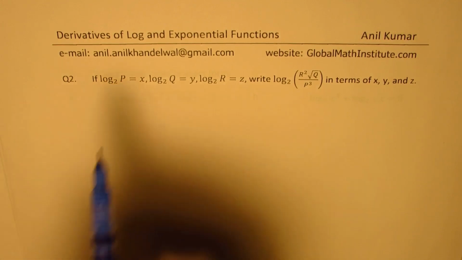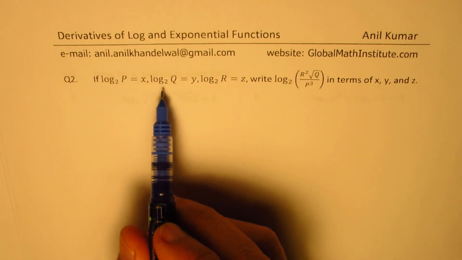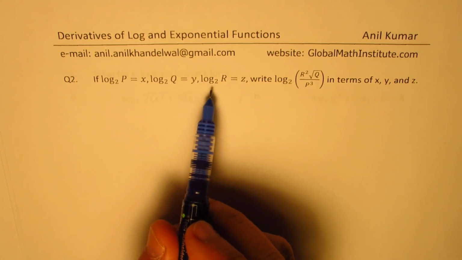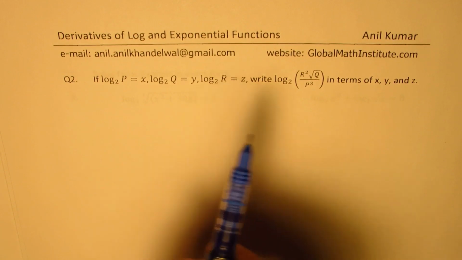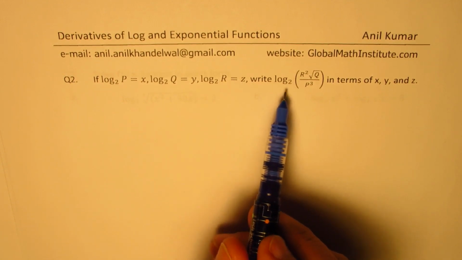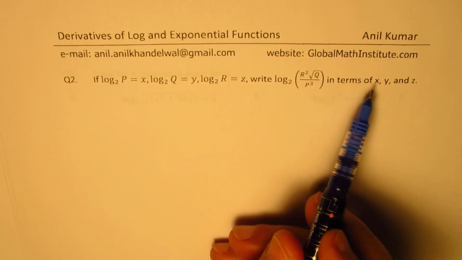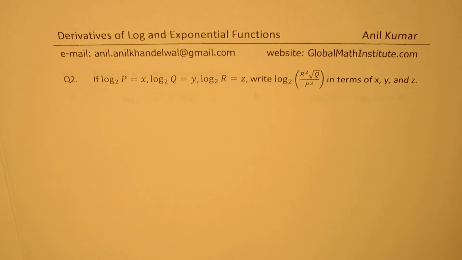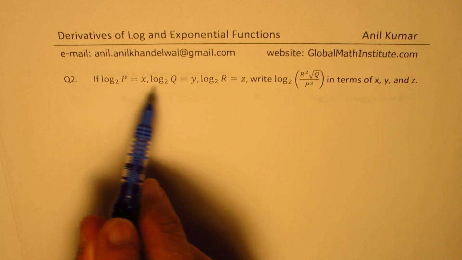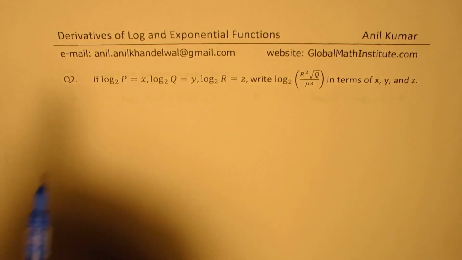Log to the base 2 of p is x, log to the base 2 of q is y, log to the base 2 of r is z. Write down log to the base 2 of r squared square root q over p cubed in terms of x, y, and z. Okay, so let's figure out what is p, q, and r from the given expressions.